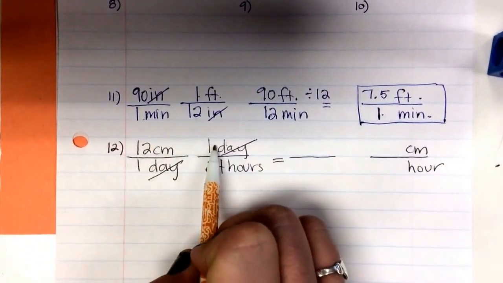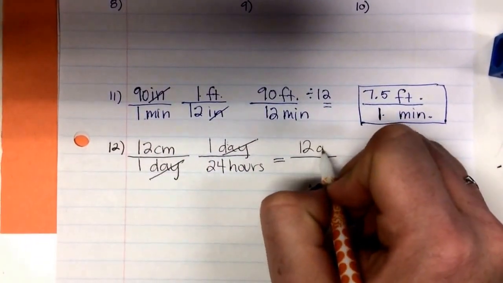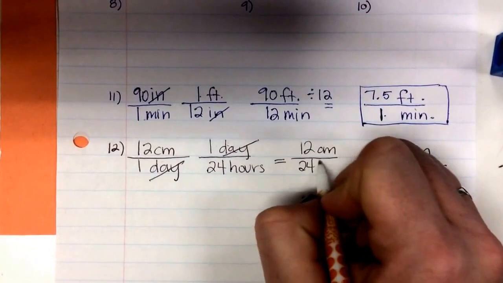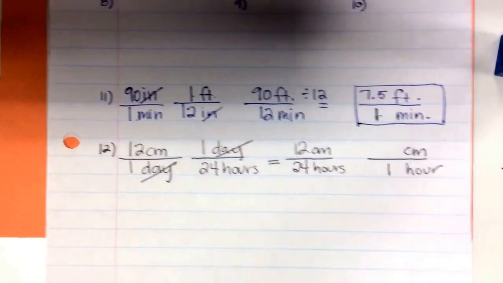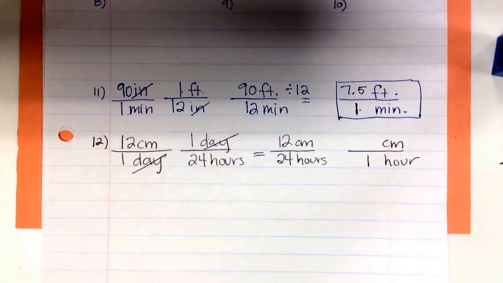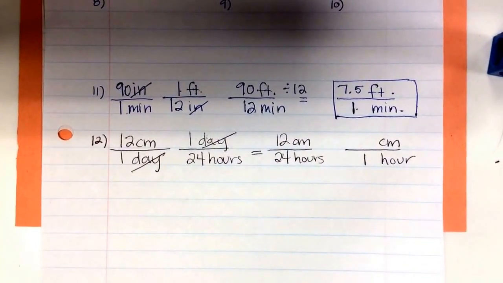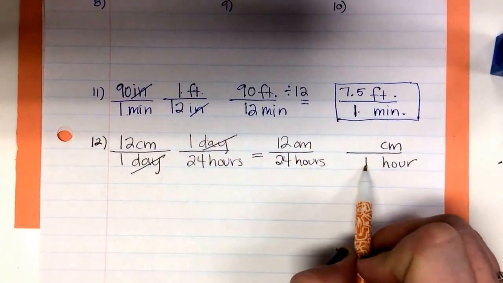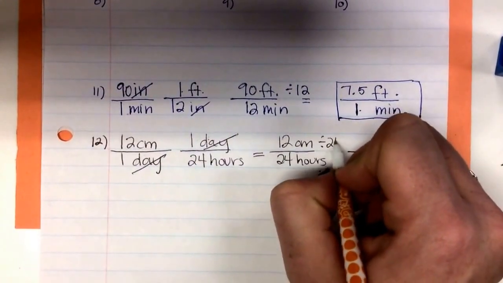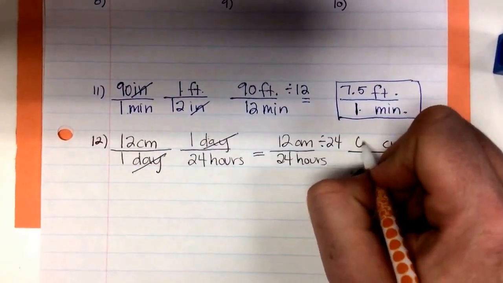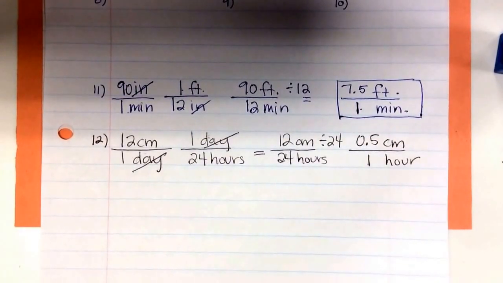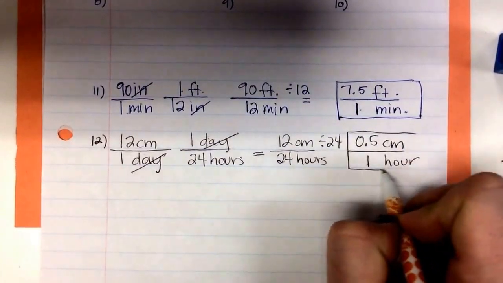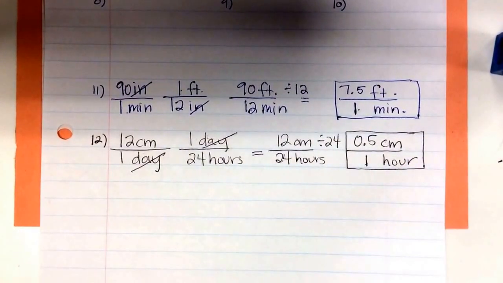What's 12 times 1? 12 centimeters. And what's 1 times 24? 24 hours. But I want it to be a unit rate. I want to know how many centimeters in 1 hour. So what do we do? Yeah, 24 divided by 24 is 1. So 12 divided by 24, 0.5 centimeters, 1/2 of a centimeter per hour. Those are the only two like that on your homework. The rest are just proportions.